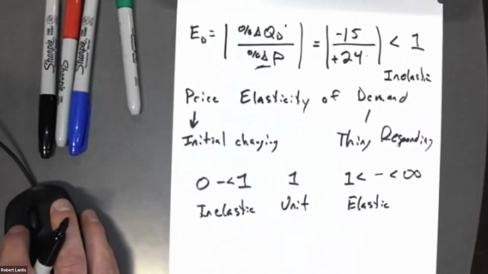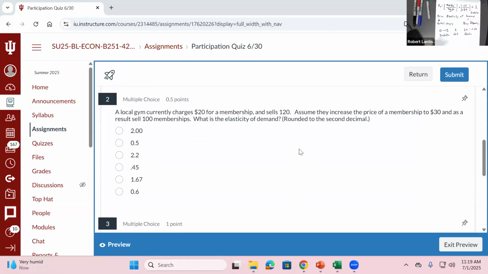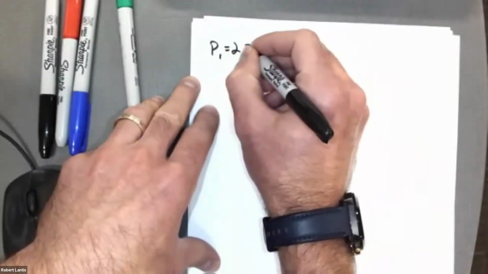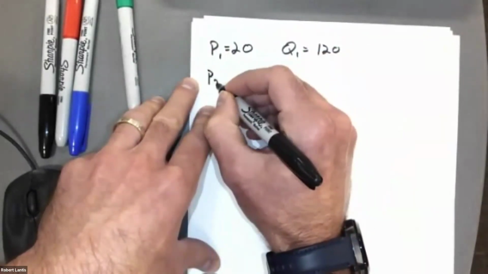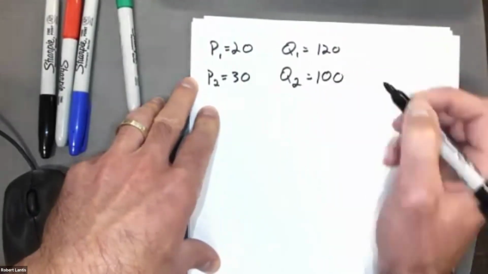Okay? So our second question was, let's assume that we have gym memberships selling for $20. They increase the price to $30, and the number of memberships they sell goes from 120 to 100. What would our elasticity of demand be? So we initially had this starting price of 20, and the resulting quantity demanded was 120. The price then went to 30, and the quantity demanded fell to 100.